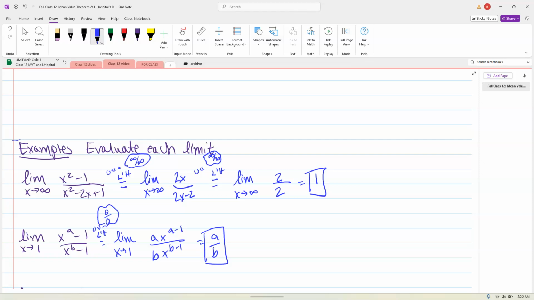We have a few quick little examples of L'Hopital's rule. We'll see the others in the next longer video.